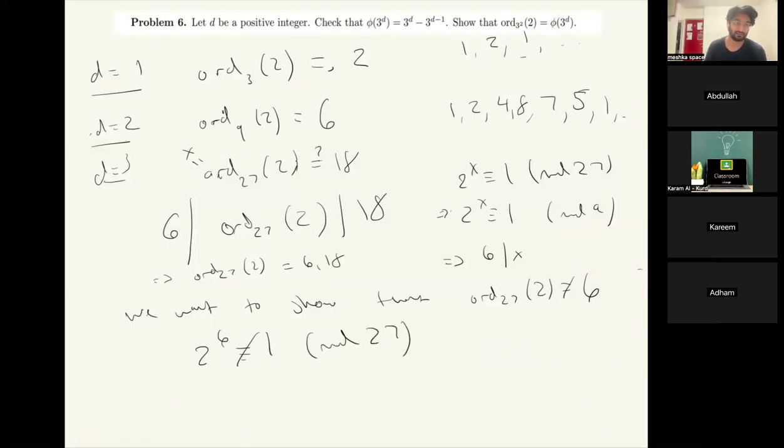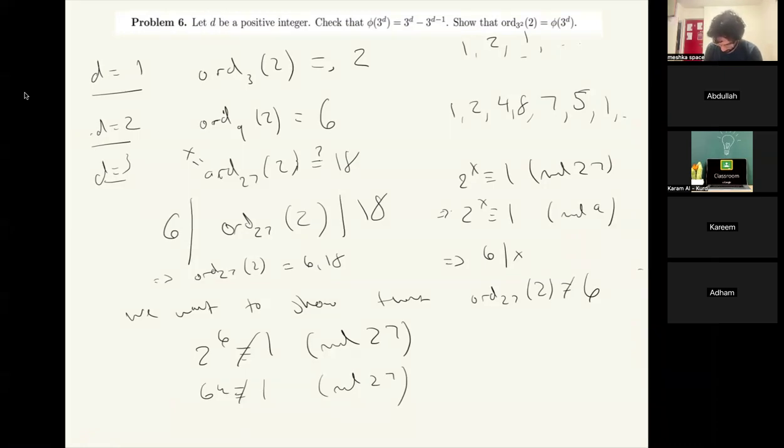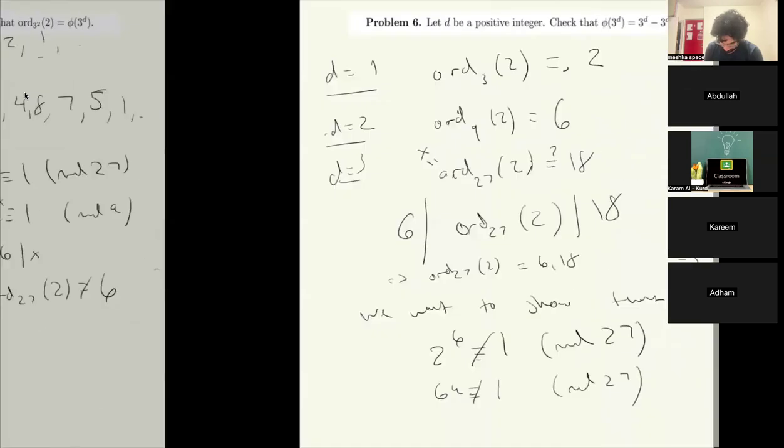In this case, you can check. It's what? 64 is not congruent to 1 mod 27. Okay, this one you can check, but we can't check in the general case. Yes. I think it's time to do the general case. I think we need to do the general case. So let's do that.